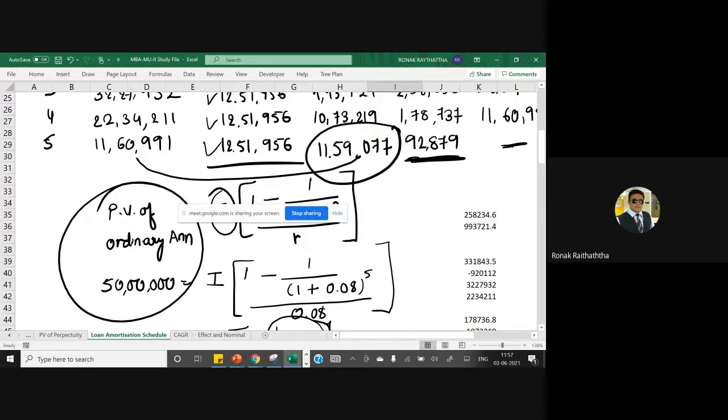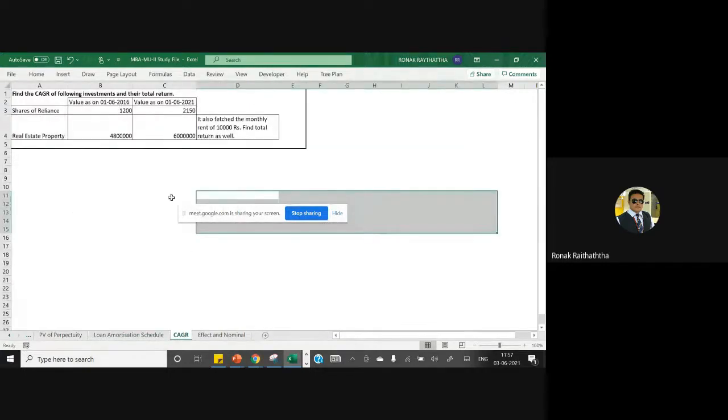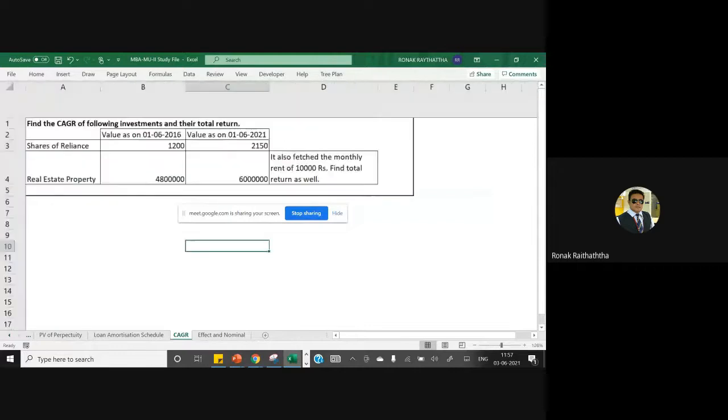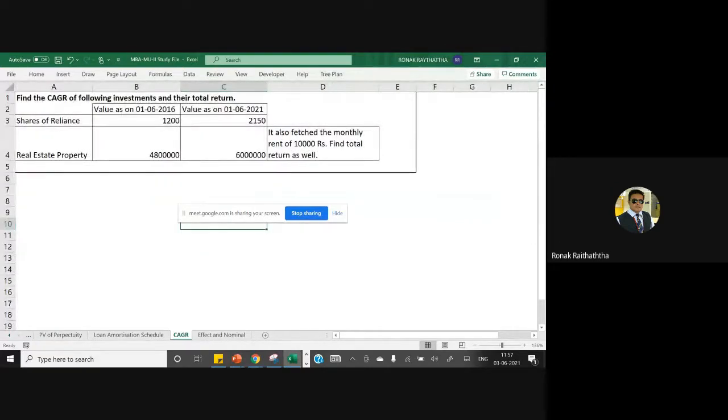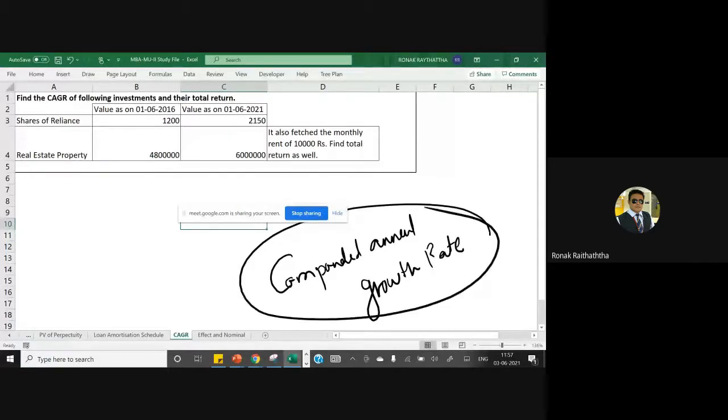So that's why we haven't taken such things yet, but you are aware of the conceptual part of it. Let's move to one very important concept called CAGR. Sir, what is this CAGR? CAGR stands for compounded annual growth rate.